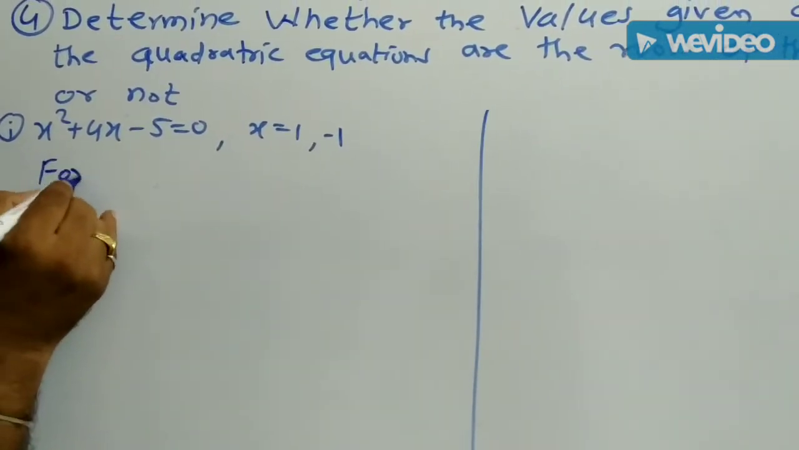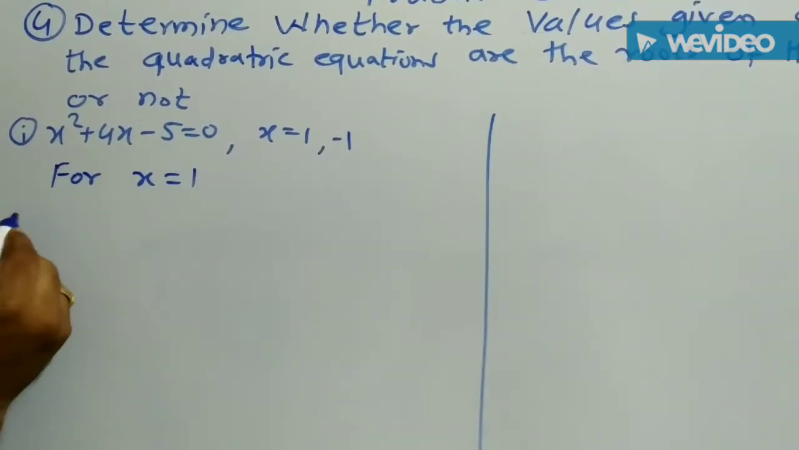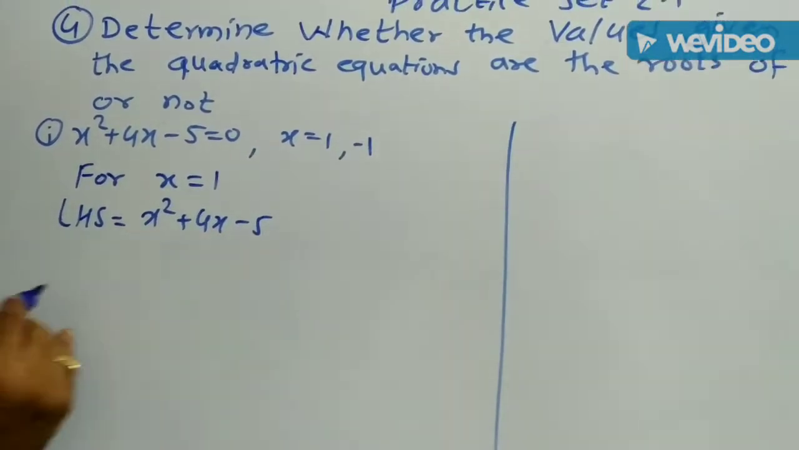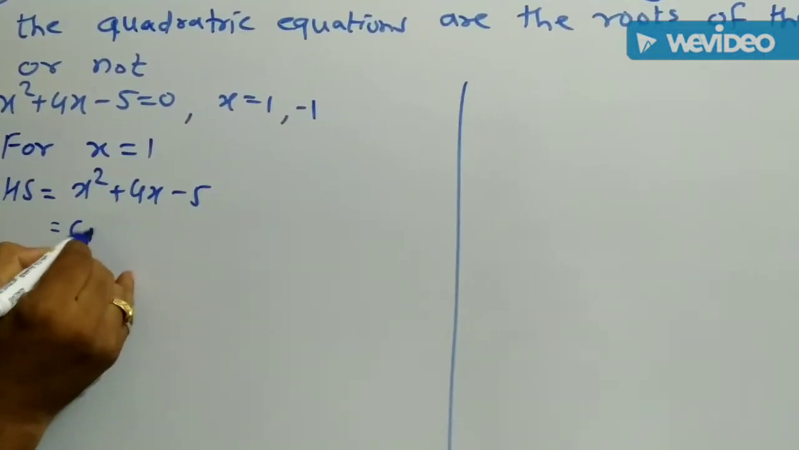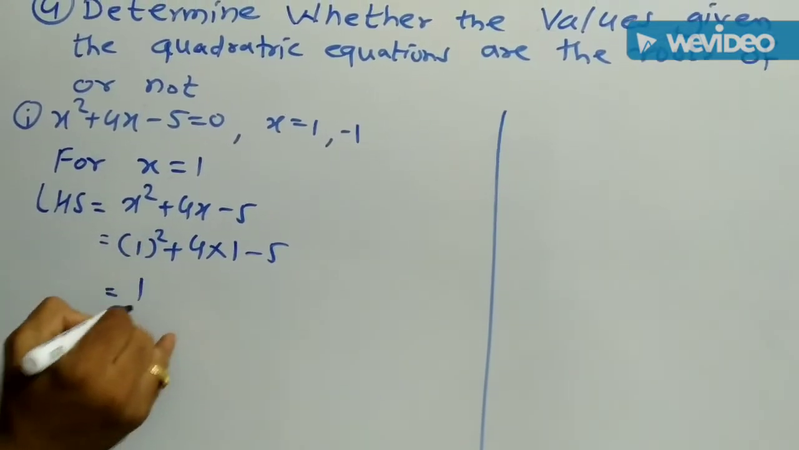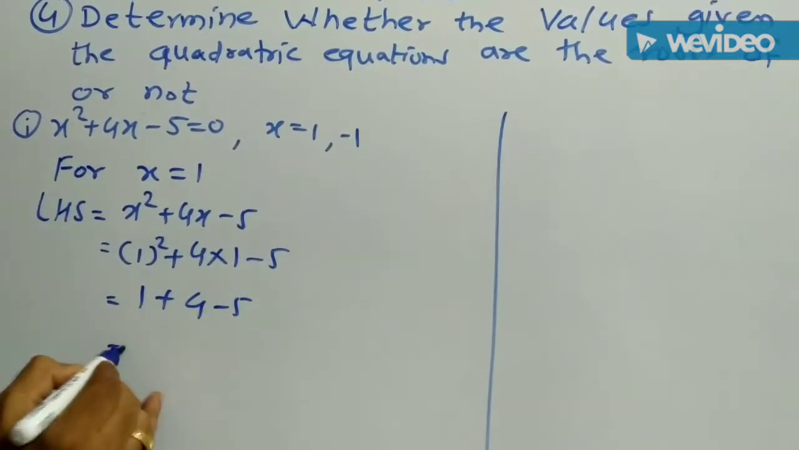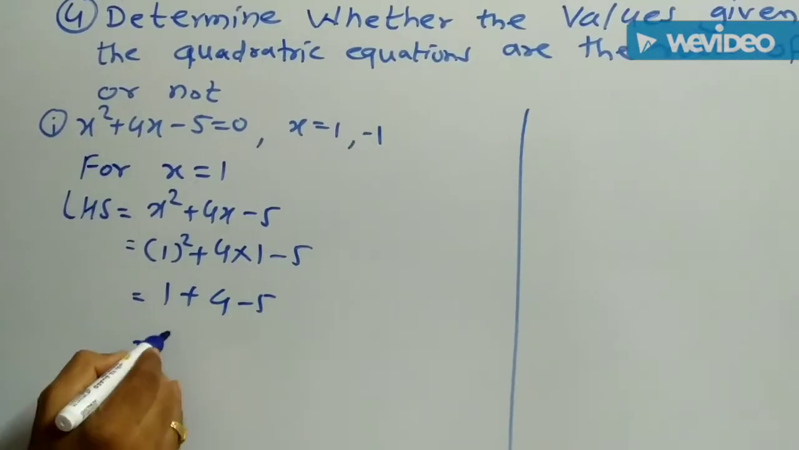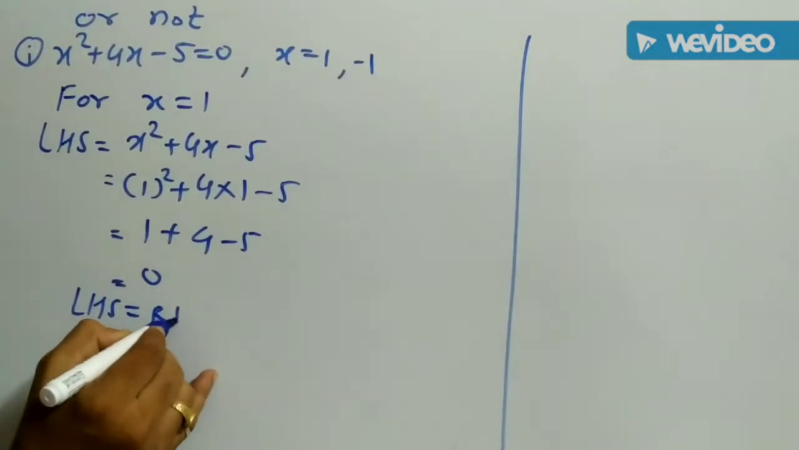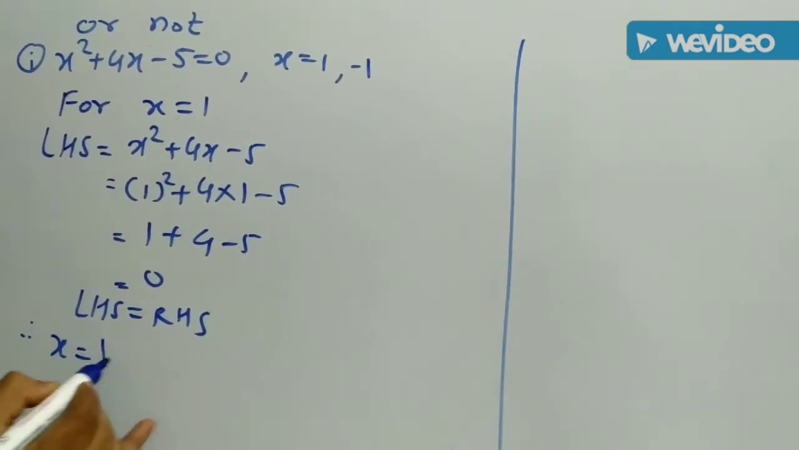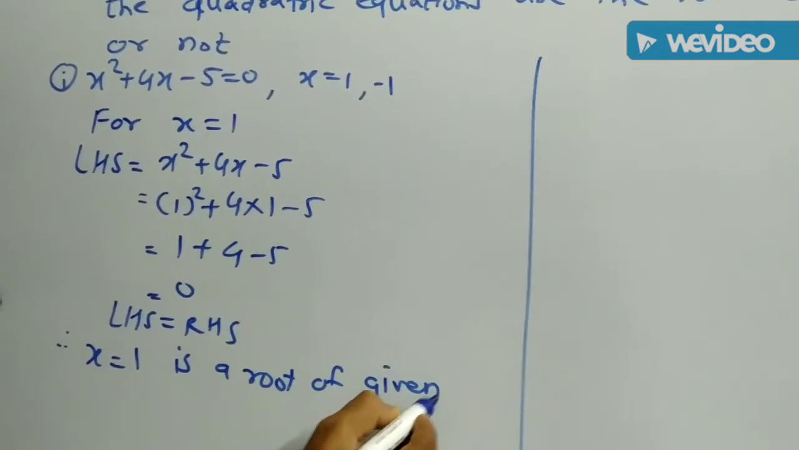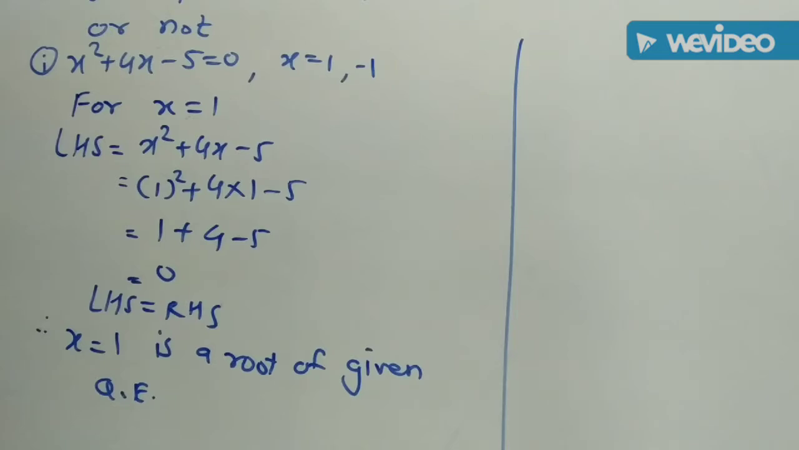Now we take firstly x is equal to 1, LHS x square plus 4x minus 5. Now putting the value of x as 1, 1 square plus 4 into 1 minus 5. 1 square is 1, 4 ones are 4, minus 5. Now 4 plus 1, 5, 5 minus 5, 0. And in RHS we are given 0 and therefore LHS is equal to RHS and therefore x is equal to 1 is a root of the given quadratic equation.